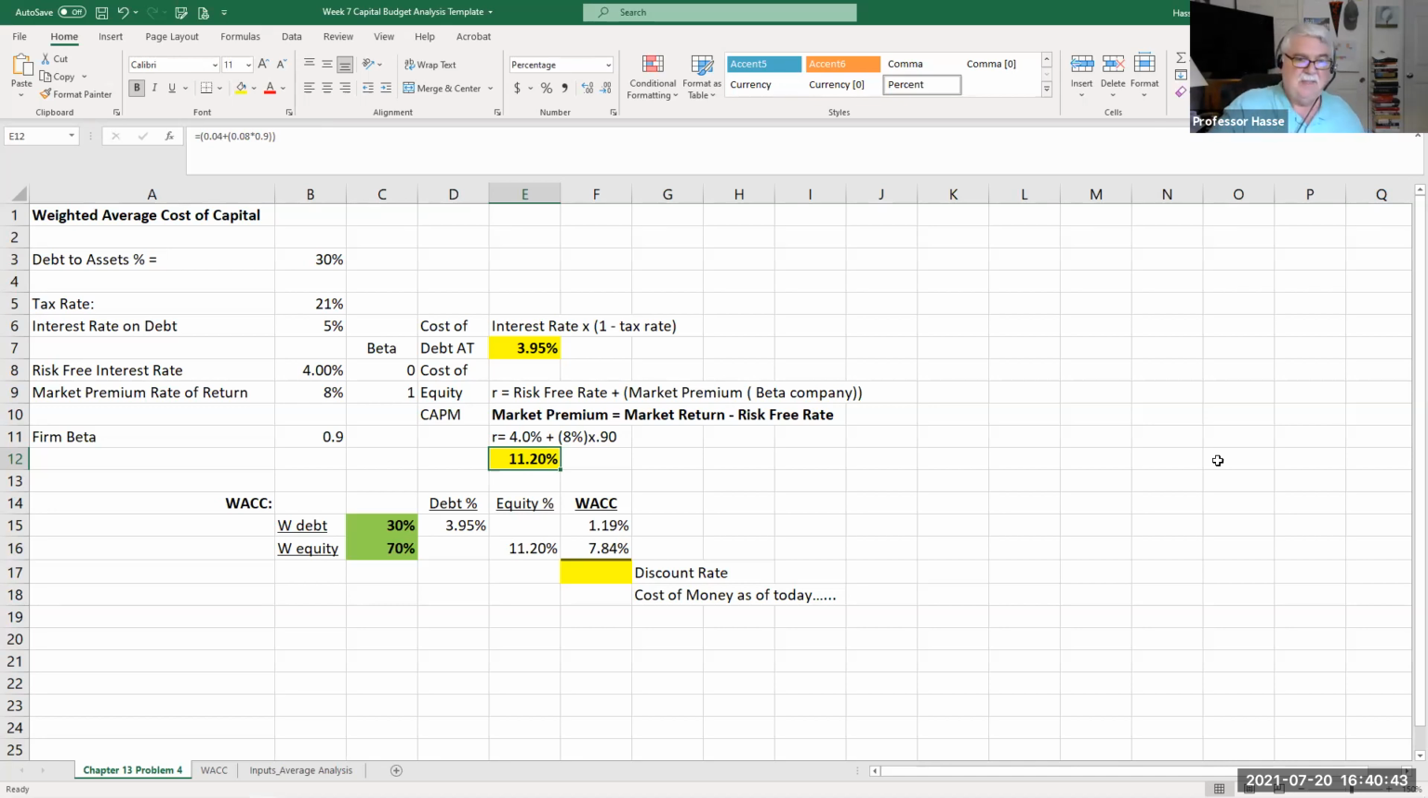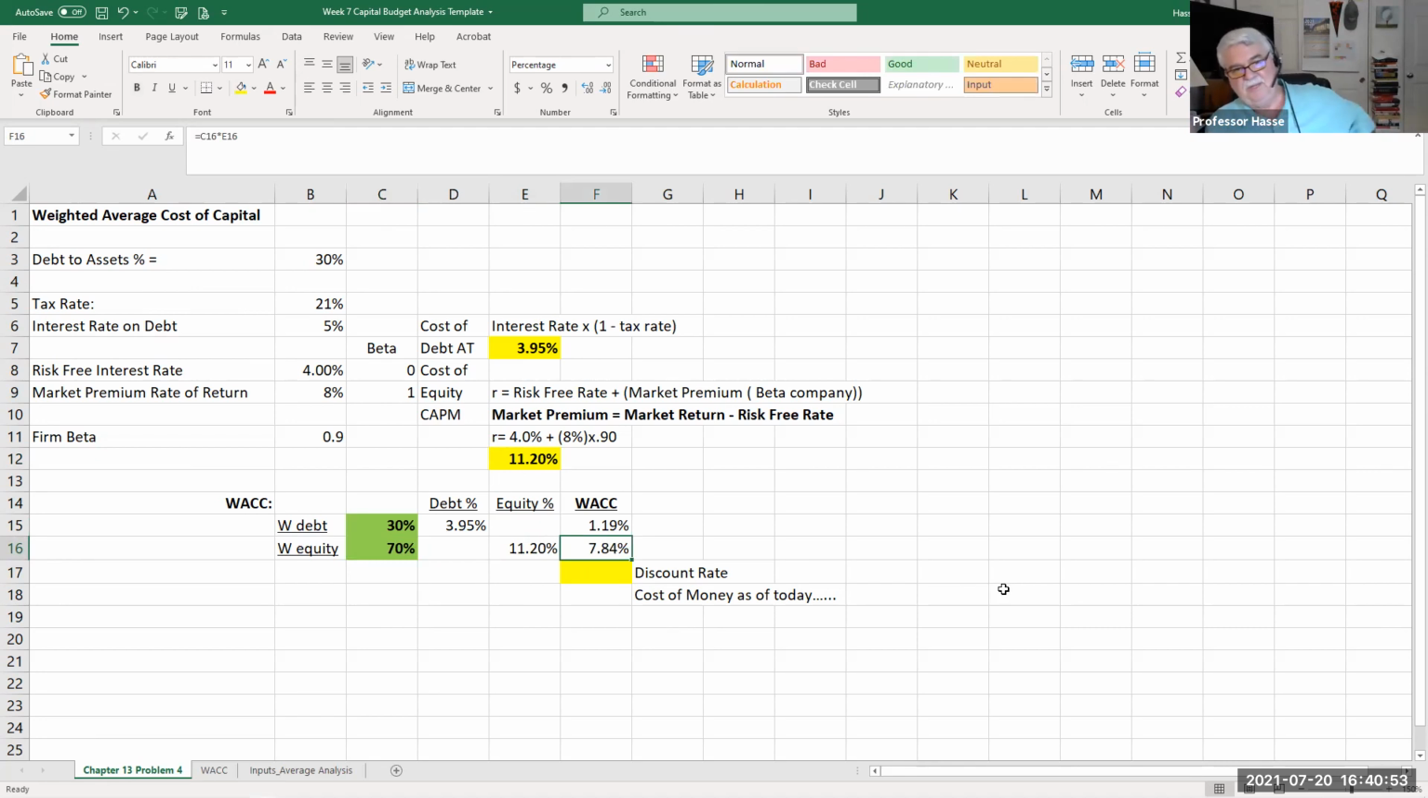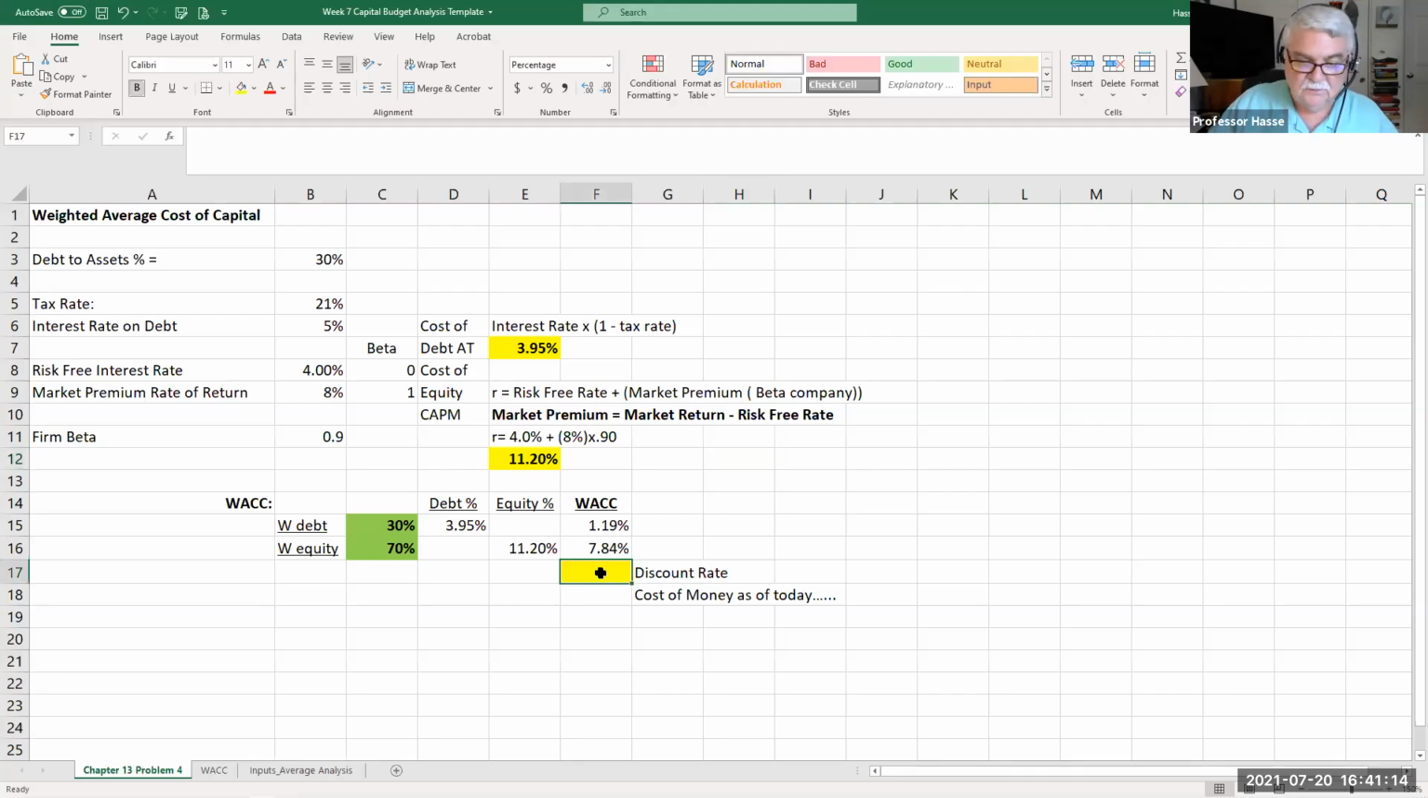Now notice what I did. I took that 11.2% down here, and we take the equity portion of 70% times that, and we get our weighted cost of equity of 7.84%. So now we add the after-tax weighted cost of debt, 1.19, to the cost of equity, 7.84, and we get our WACC, our discount rate, 9.03%, and that's our cost of capital.